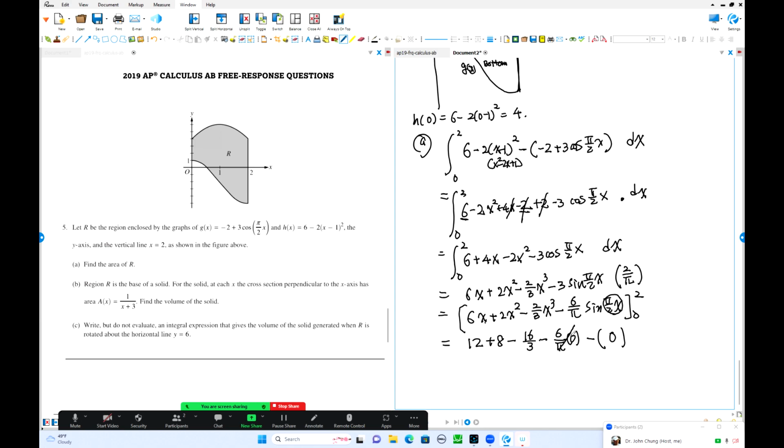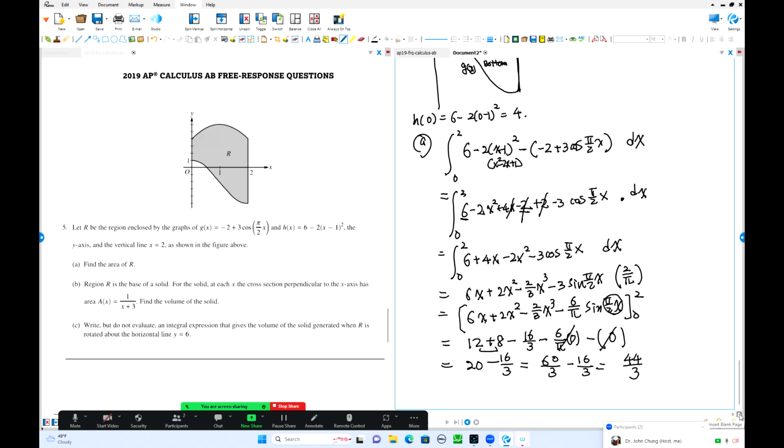Now this is 0, this is 0. This is 20, right? 20 over 16 over 3. 20 is 60 over 3, and minus 16 over 3, okay? 60 minus 16 is 44, and over 3. That's that. You don't have to write it as a mixed number in high school, okay?